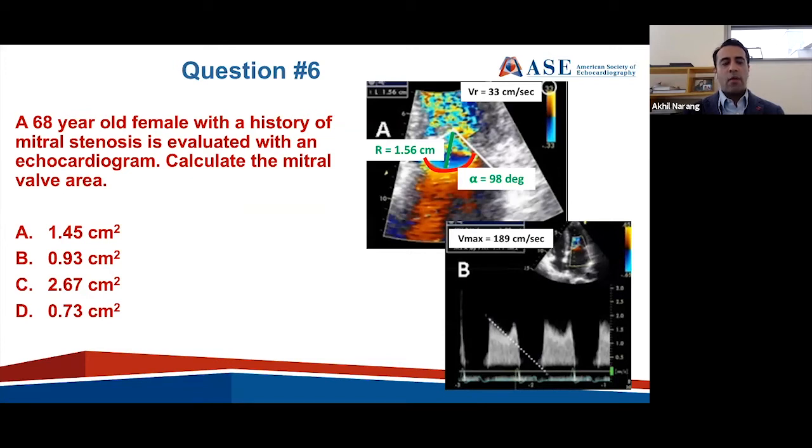Answer choices are A, 1.45 centimeters squared. Answer choice B, 0.93 centimeters squared. Answer choice C, 2.67 centimeters squared. Or answer choice D, 0.73 centimeters squared. And the correct answer is A, 1.45 centimeters squared.